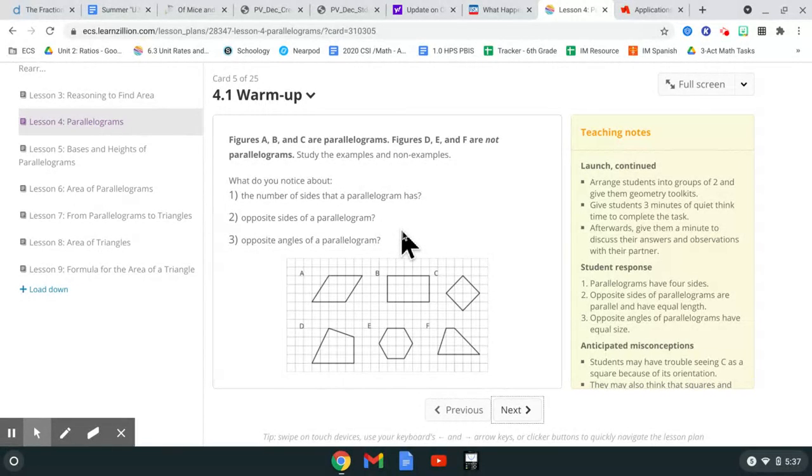And finally, number 3, what do you notice about the opposite angles of a parallelogram? So if we're looking up here at A, this angle and this angle are opposite of each other, and this angle and this angle are opposite of each other. Pause the video and talk about that.